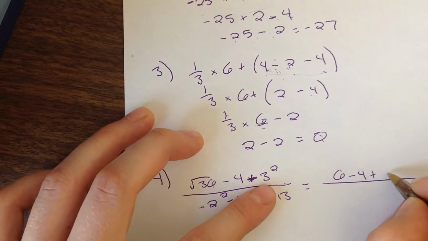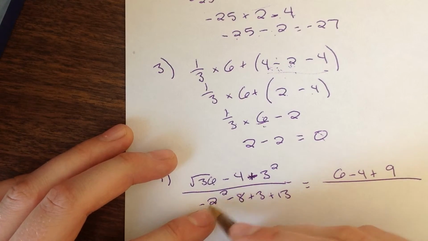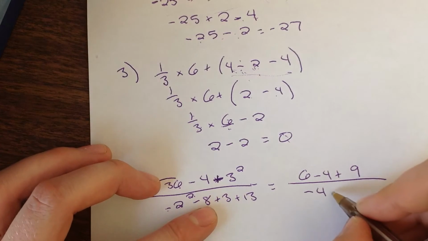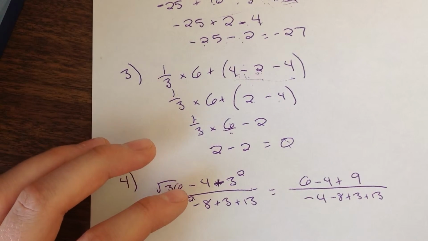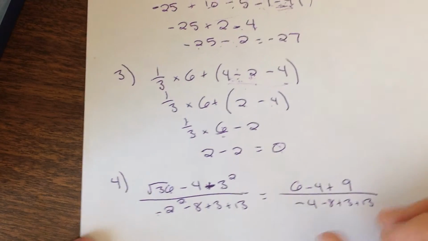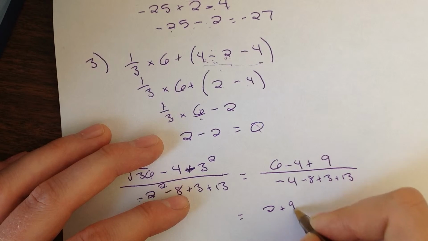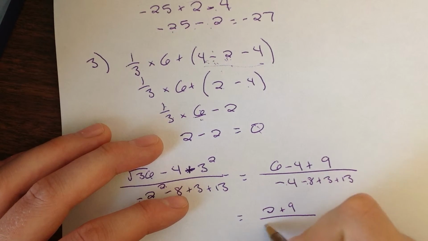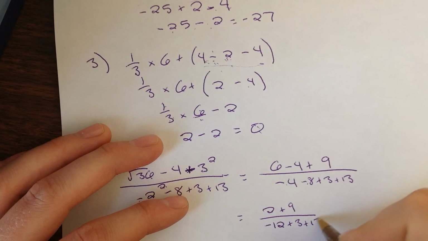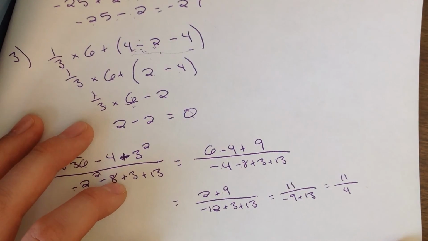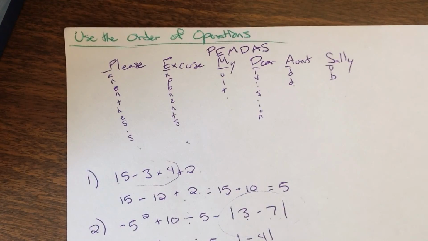Minus 4 stays the same, plus 3 squared is 9. Negative 2 squared, well 2 squared is 4, and the negative's not inside of parentheses, so it stays out front. The rest of this stays the same. So then we say, well, we want to get a top number on the top and a bottom number on the bottom as one number, and then we'll do the divide. So, 6 minus 4 is 2, plus 9 on the top. Negative 4 minus 8 is negative 12, plus 3 plus 13. 2 plus 9, 11. Negative 12 plus 3, negative 9. And we get 11 over 4 as our final answer. So we just need to remember there is an order to operations.